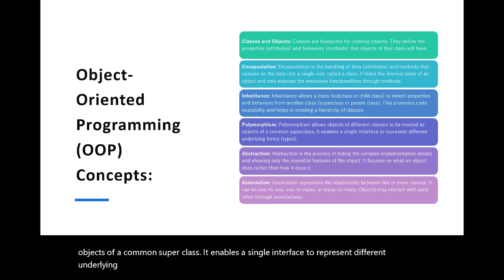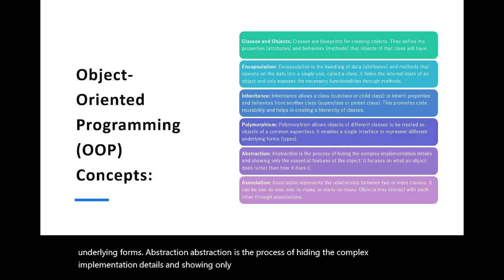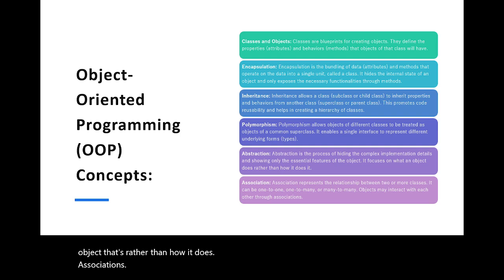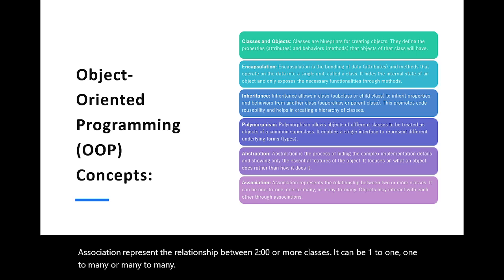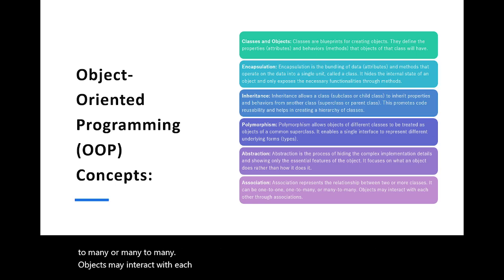Abstraction. Abstraction is the process of hiding the complex implementation details and showing only the essential features of an object. It focuses on what the object does rather than how it does it. Associations. Association represents the relationship between two or more classes. It can be one to one, one to many, or many to many. Objects may interact with each other through associations.